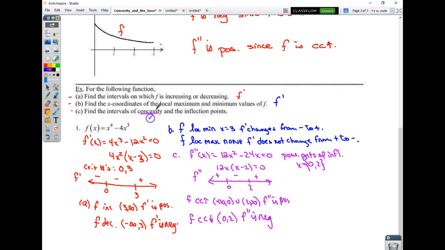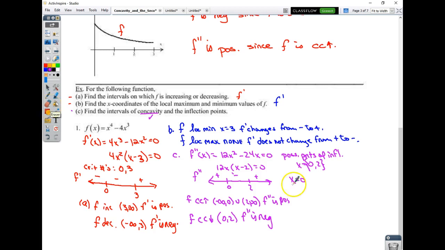So that's concavity, but then I need to find inflection points. Inflection points happen when the sign change occurs here. So we know that x equals 0 is an inflection point since f prime changes. And I want to find the points.